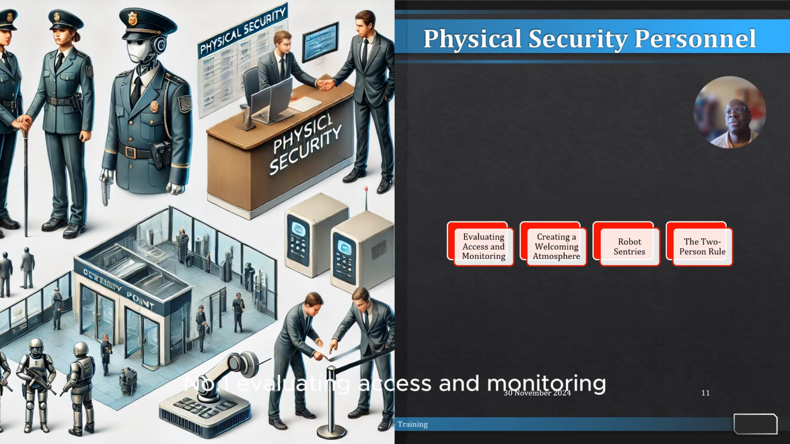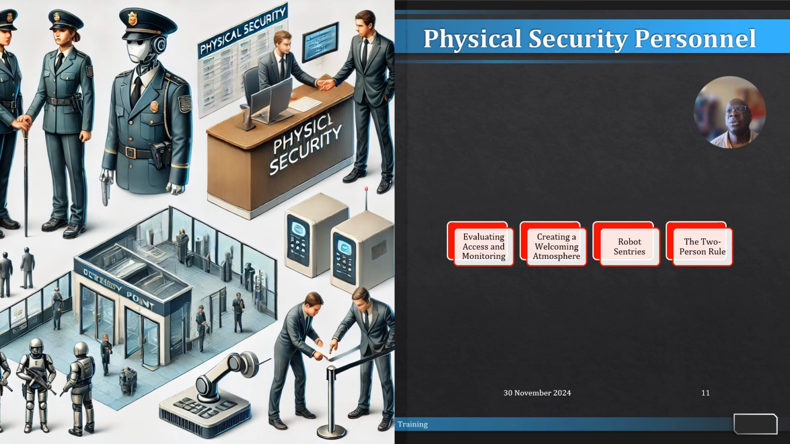Number 1, evaluating access and monitoring. Security personnel decide who can enter a building, using their judgment to evaluate and approve visitors. While technology can assist, there is really no replacement for human decision-making in spotting unusual behavior or handling unexpected situations.